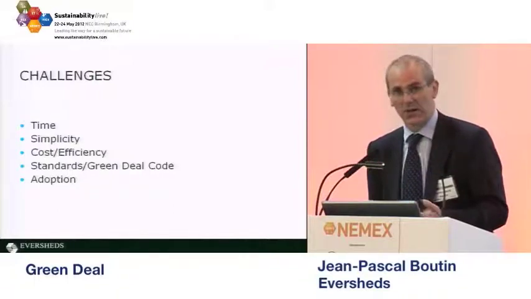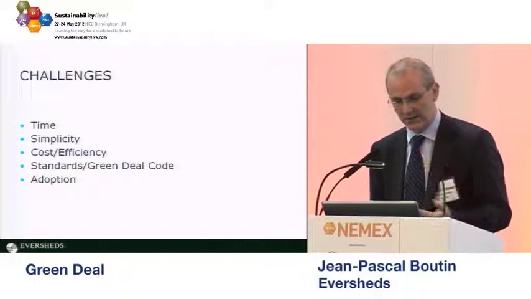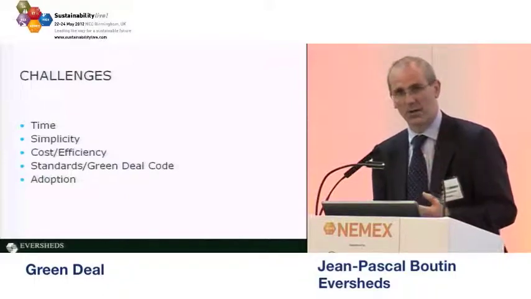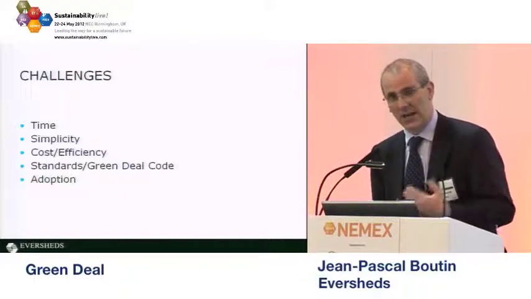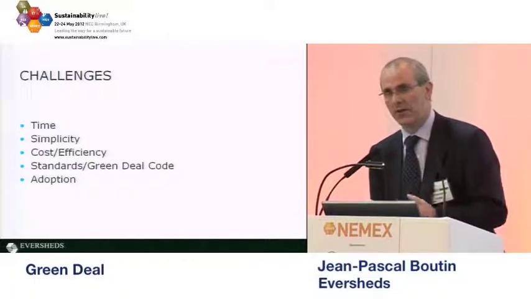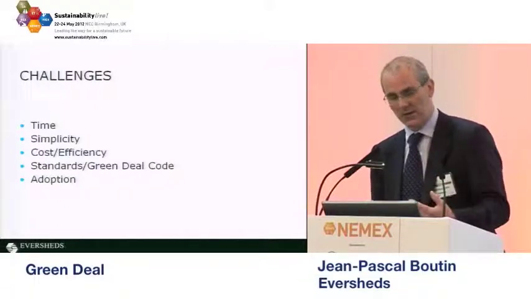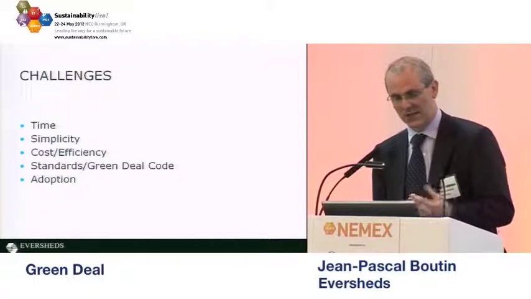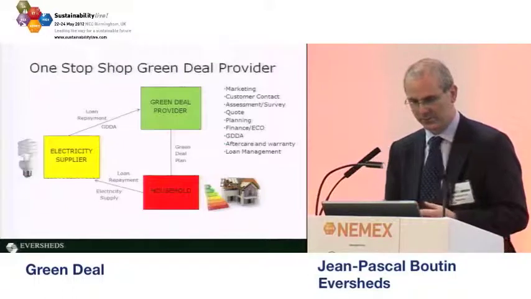And also, as we've already mentioned earlier, the other issue is the adoption risk, i.e. how do you ensure adoption by the householders given the quite novel process and the challenge of the Golden Rule.